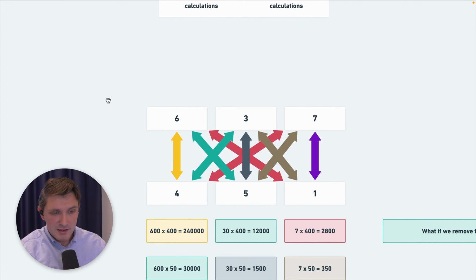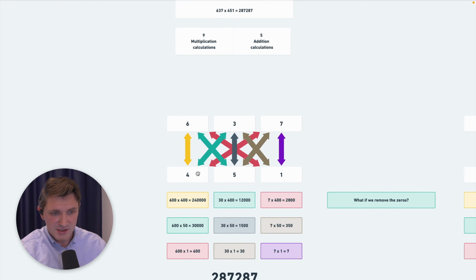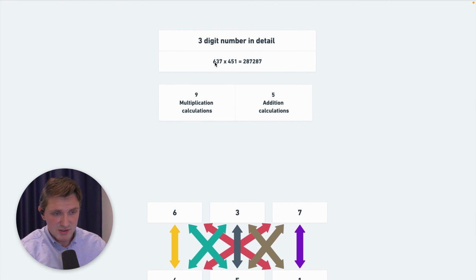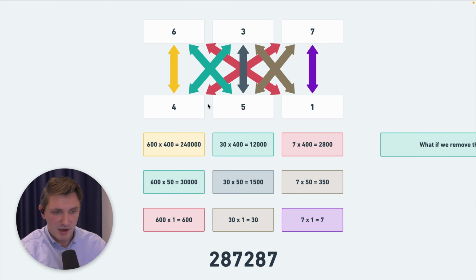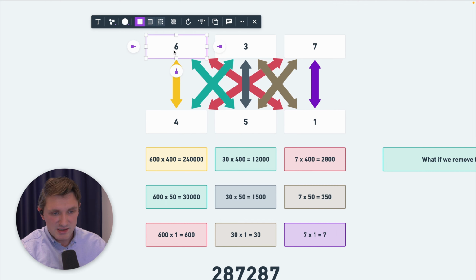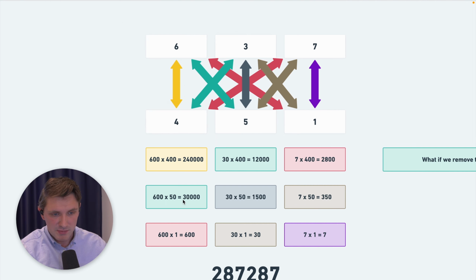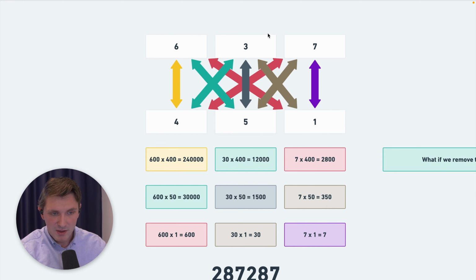And this is kind of a simplification of this problem, right? So 637 times 451, this is the answer, right? And you could break this down into multiple parts. I know this looks a bit complicated, but I will explain it. It's pretty easy. This is the biggest number, and this is the biggest number, and that will be yellow. This is 600 times 400.